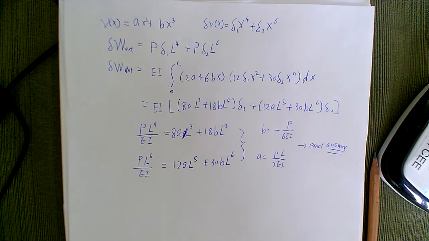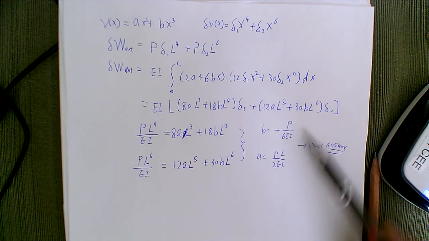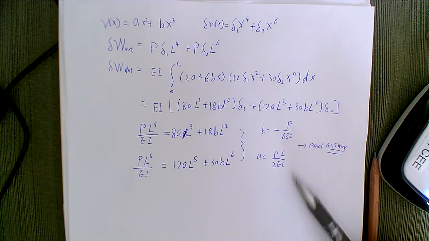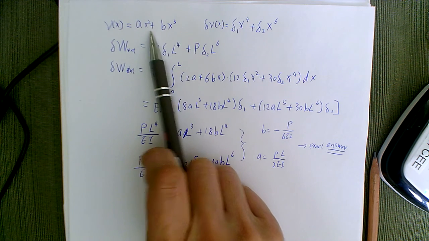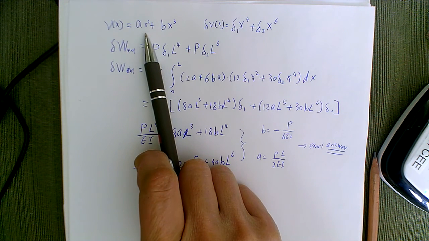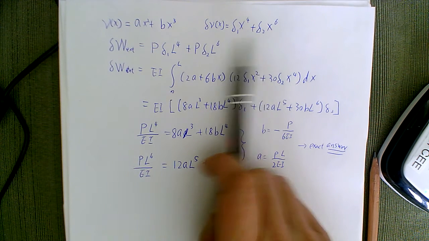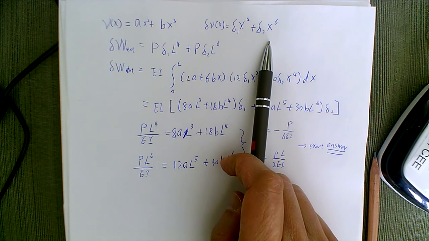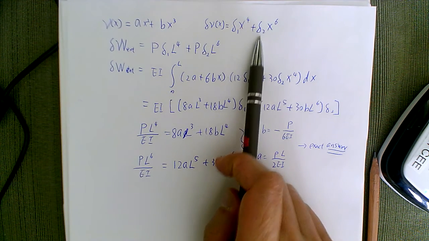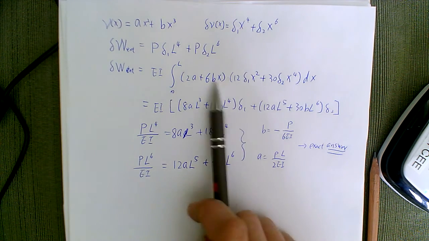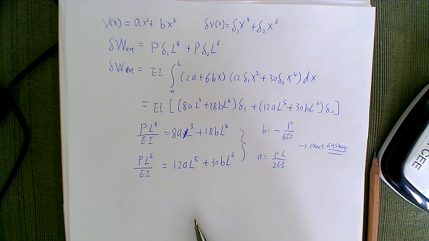I know I'm telling you this is it, but if you really follow everything and do it yourself, you find out that as long as you have the correct terms in your assumed displacement function, it actually doesn't matter what you have for the virtual displacement. One point is that because there are two unknowns, you need to have two deltas so that you can have two equations. But once you solve it, it should resolve itself. You always get those answers.